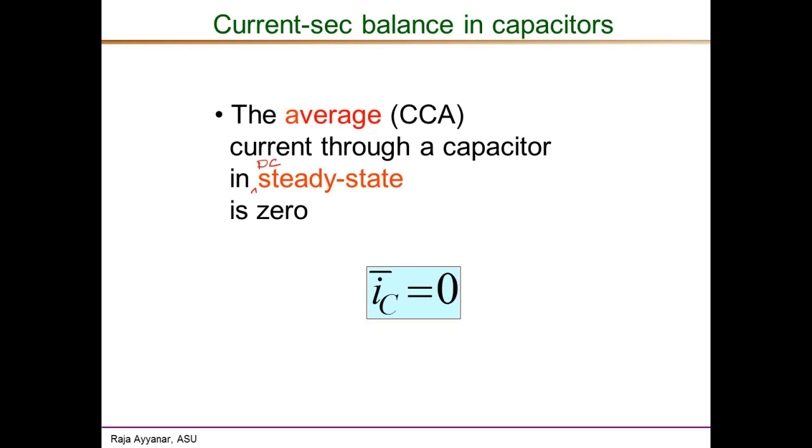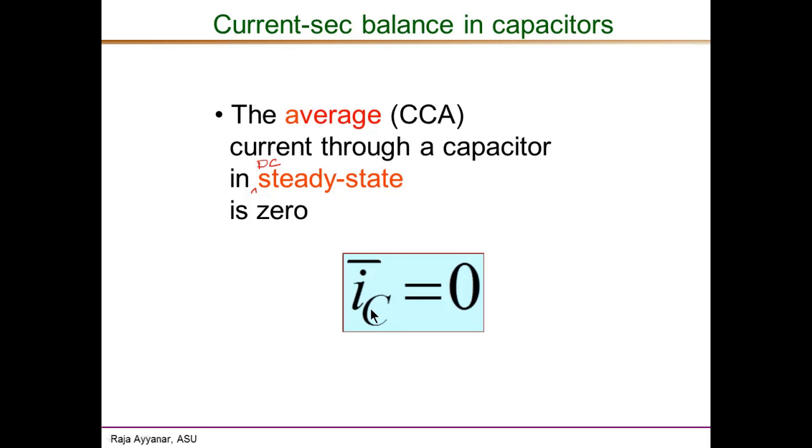So again, we have to remember three key elements in this statement. First thing is we are talking about the average, so this is covering the entire switching period, and only the average, not the instantaneous. The second one is it is the current through the capacitor. The voltage does not have to be 0. The average voltage is not 0. And this is valid only in DC steady state, not valid in transients or in AC steady state.